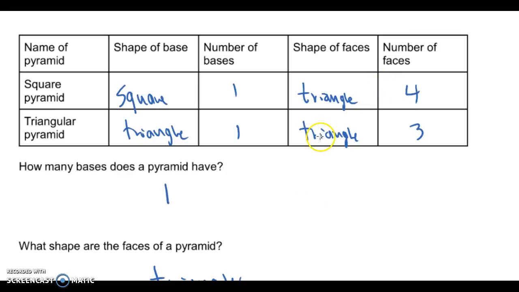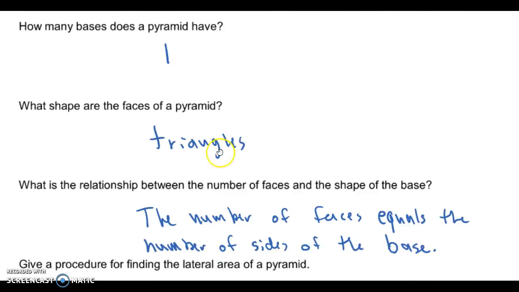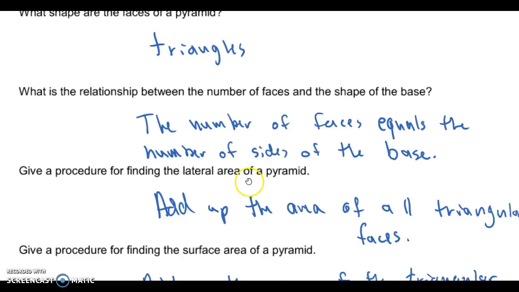And just as in prisms, the number of faces is equal to the number of sides of the base. So the number of lateral faces is equal. So 4 sides, 4 lateral faces. 3 sides, 3 lateral faces. So how many bases does the pyramid have? Always 1. And the faces are always triangles. The relationship between the number of faces and shapes, we've already talked about that. The number of faces is the same as the number of sides of the base.